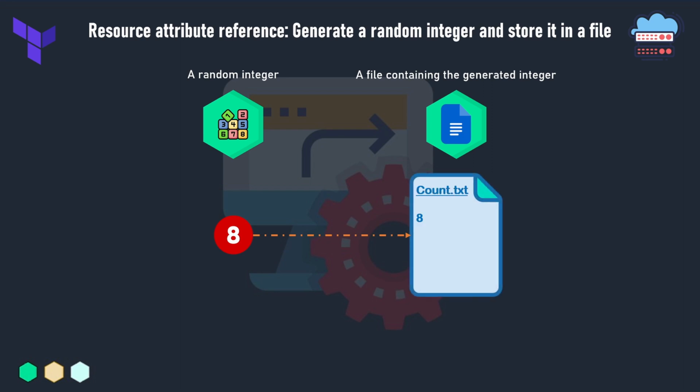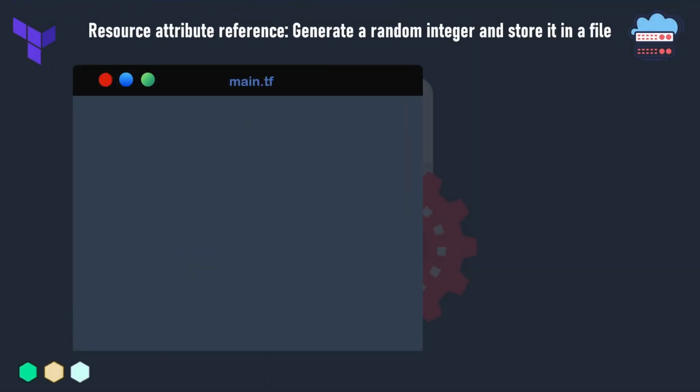We can achieve that by referencing the result attribute of the random integer resource in the resource block used to create a local file, for setting the content argument of the file. So in this example, the file count.txt depends on another resource, which is the random integer generated by Terraform, because the content of the file will be the integer that will be generated using the random provider. Let's see how the configuration file will look like.